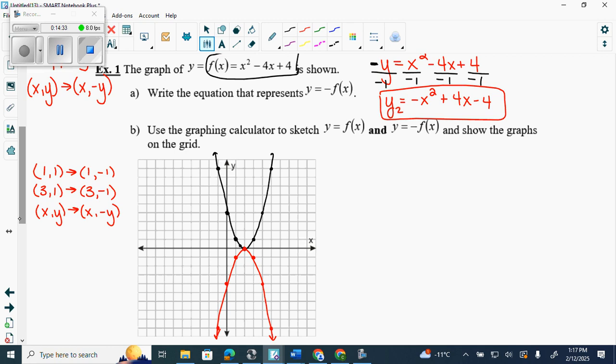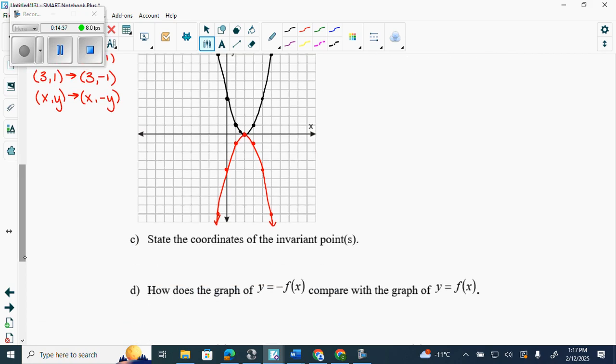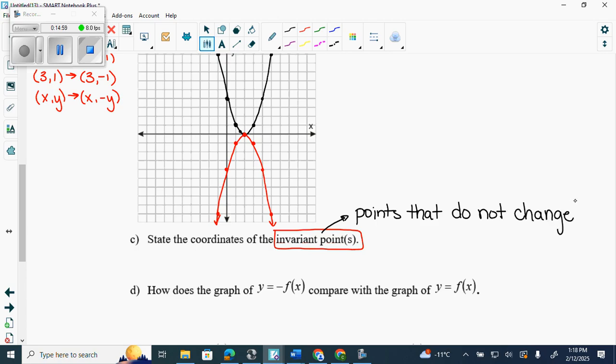99. Okay. So did you guys get it to show up? Everyone got it to show up? Okay, state the coordinates of the invariant points. This is something we have to talk about. Invariant points are very important because they're asked about all the time. They're the coordinates or the points that do not move or that do not change. You will be asked about invariant points, okay guys? They are the coordinates that do not change.